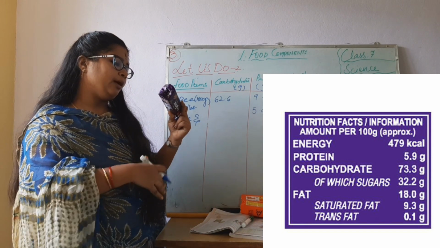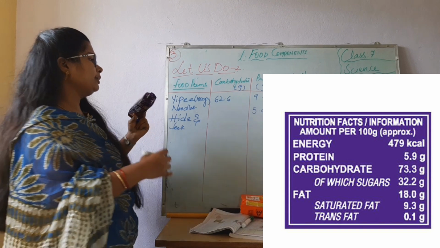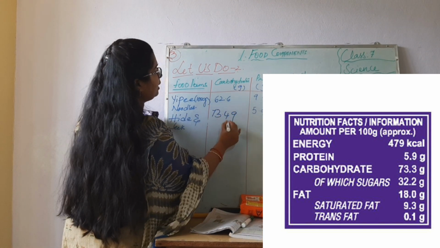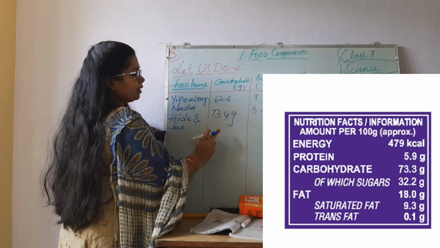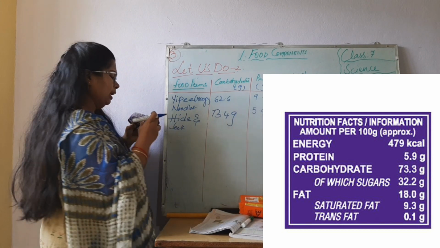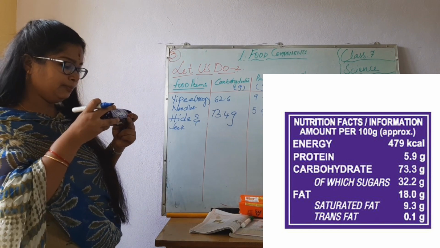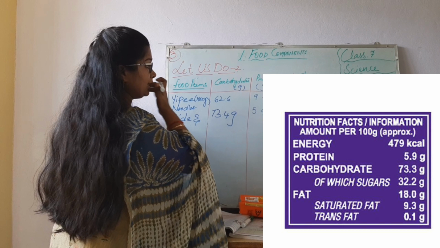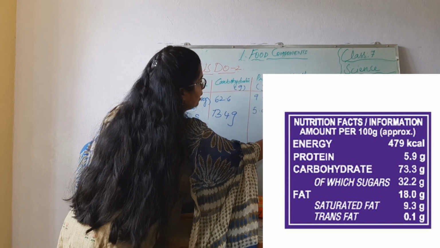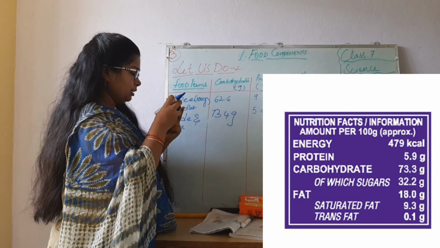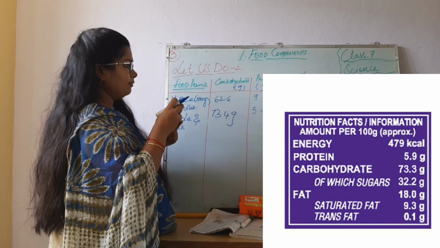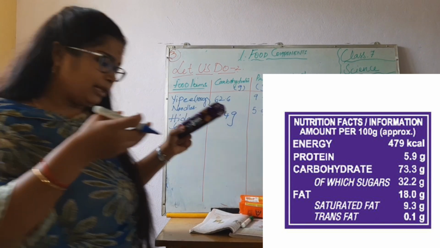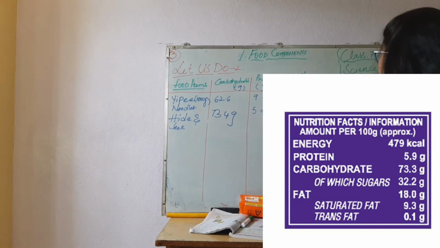Next, carbohydrates. How much does it contain? 73.4 grams. Compared to 100 grams of Yippee, you are going to get more carbohydrates in Hide and Seek. And next, fat is 9.4. And vitamins and minerals? No, they have not given vitamins and minerals. Other sources are the same as them, like energy. They are going to give energy.